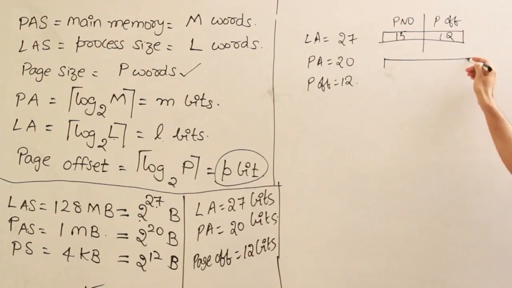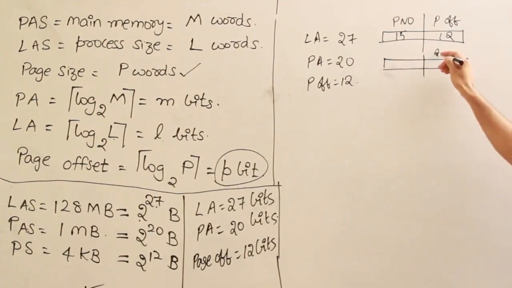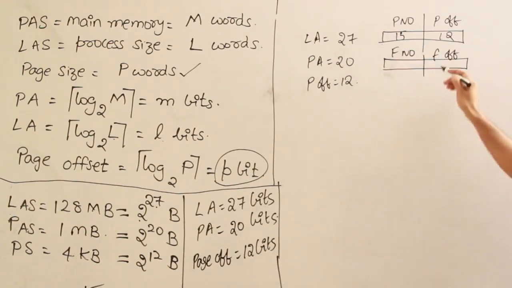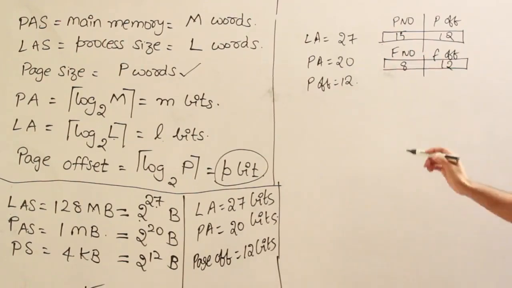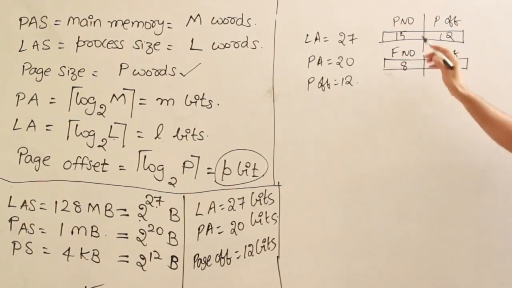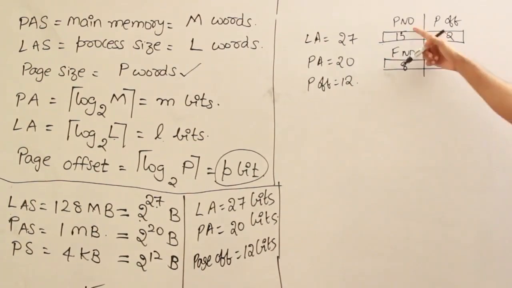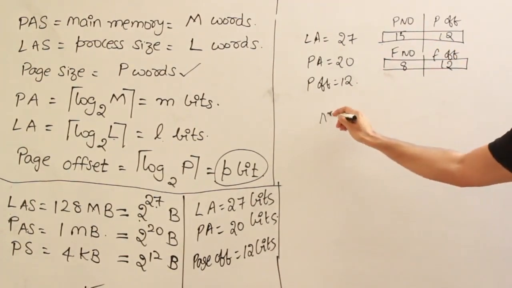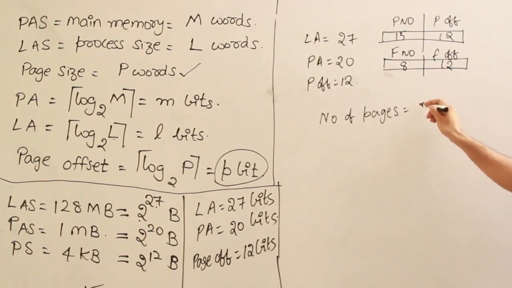And now the physical address space. The physical address space will also be divided into two parts. One is the frame offset and the other is the frame number, right? So the frame offset is going to be 12 bits and the frame number is going to be 8 bits. And therefore the number of pages possible is 2 power 15, the reason being the page number field contains 15 bits. So the number of pages possible equals 2 power 15 pages, right?